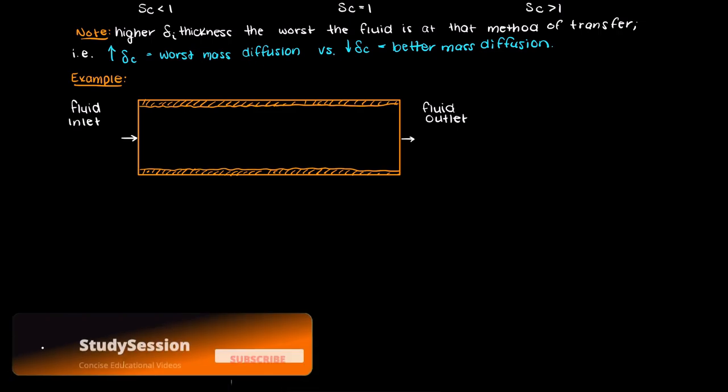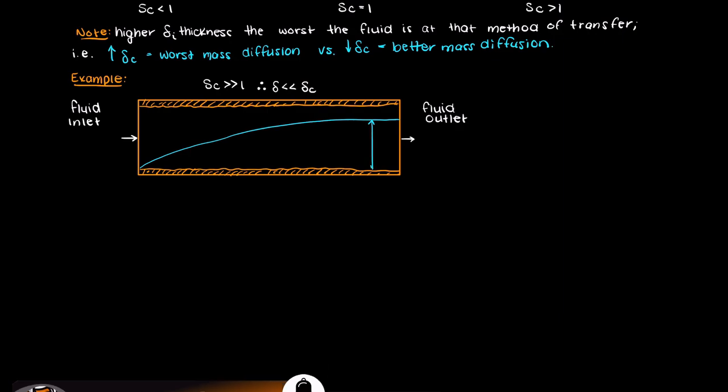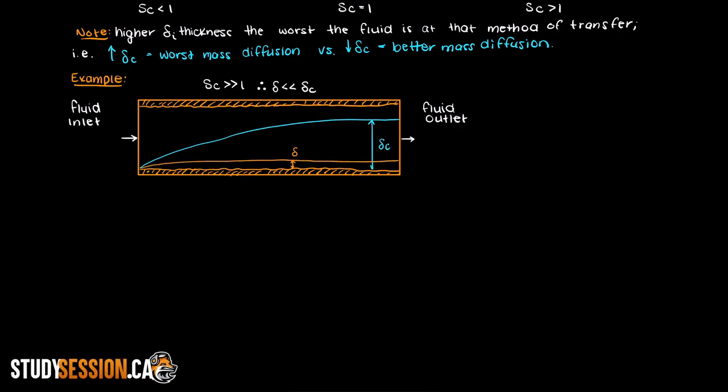Well, let's imagine that we had a very high Schmidt number. This means that the momentum diffusivity is far greater than the mass diffusivity, which means that our fluid is traveling at a high velocity and is unable to transfer mass to the walls of our cylinder to react. This will leave us with a product that has a high amount of unreacted components in our product, which is far from ideal.